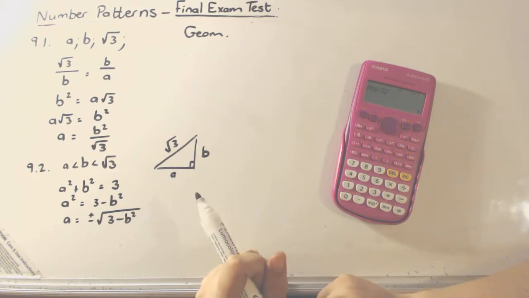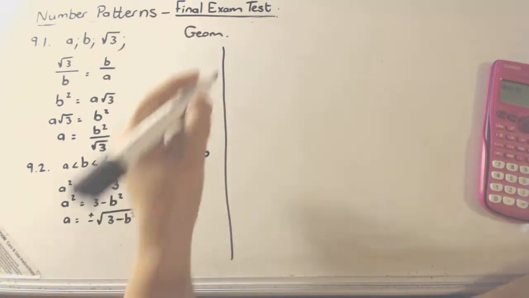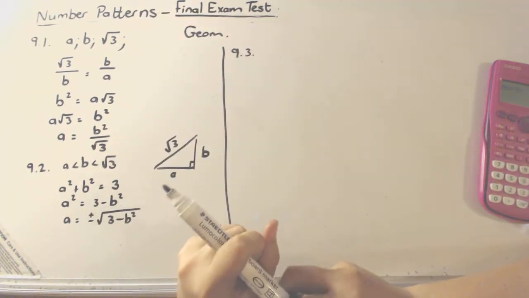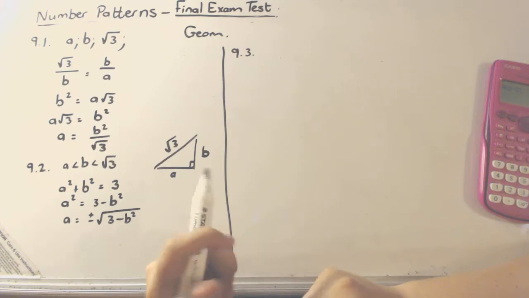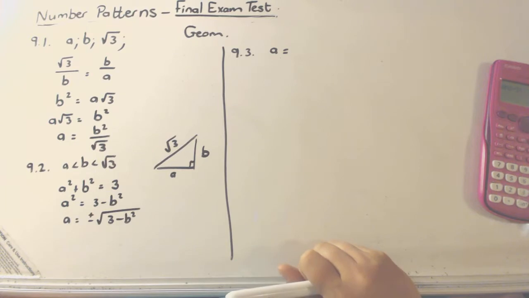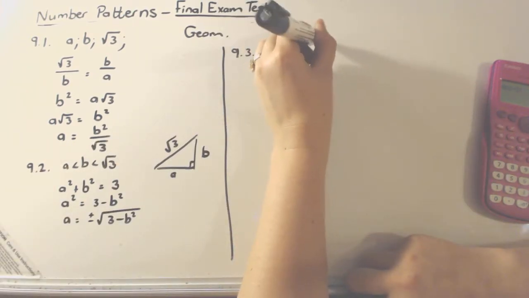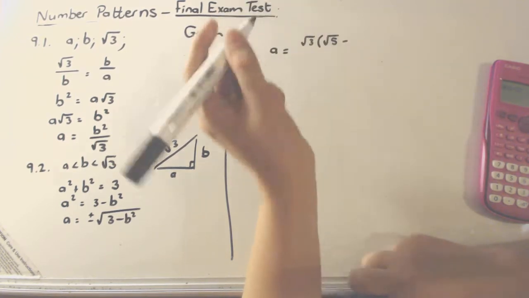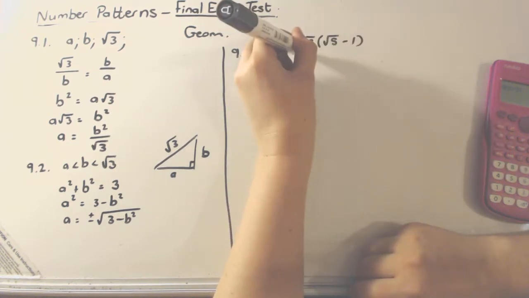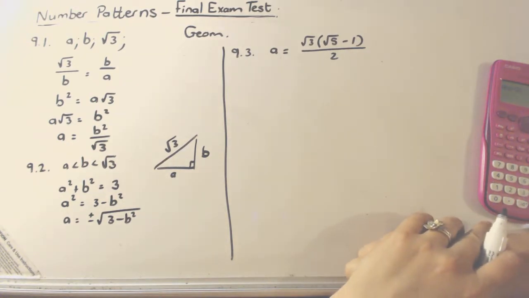And then for question 9.3, they say prove that a is equal to root 3 times root 5 minus 1 over 2. Okay, so I want to prove that.